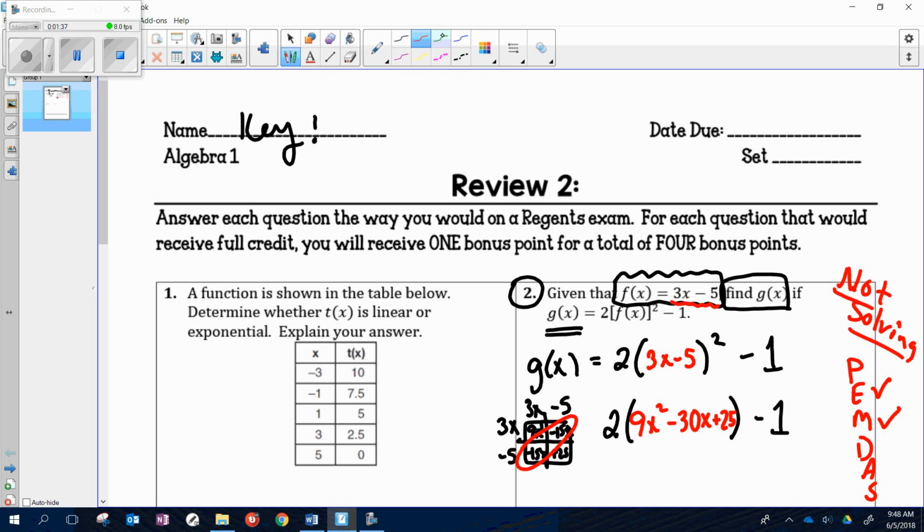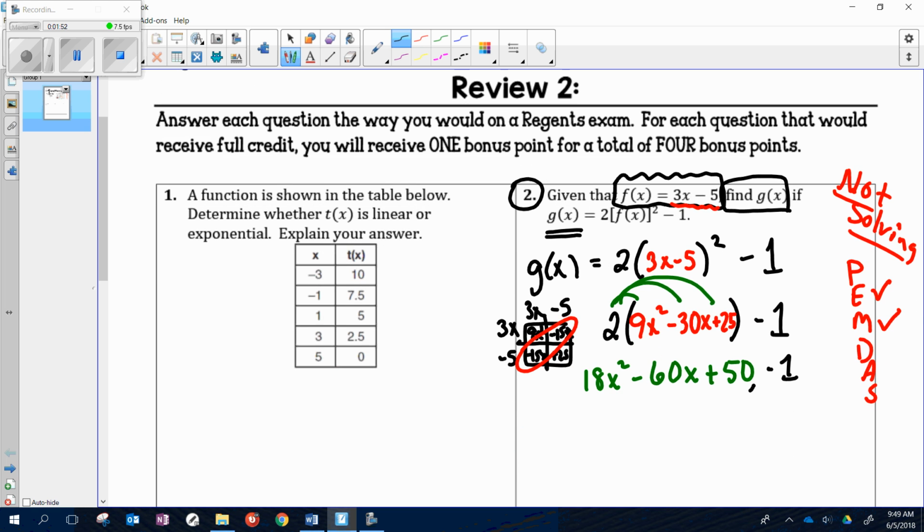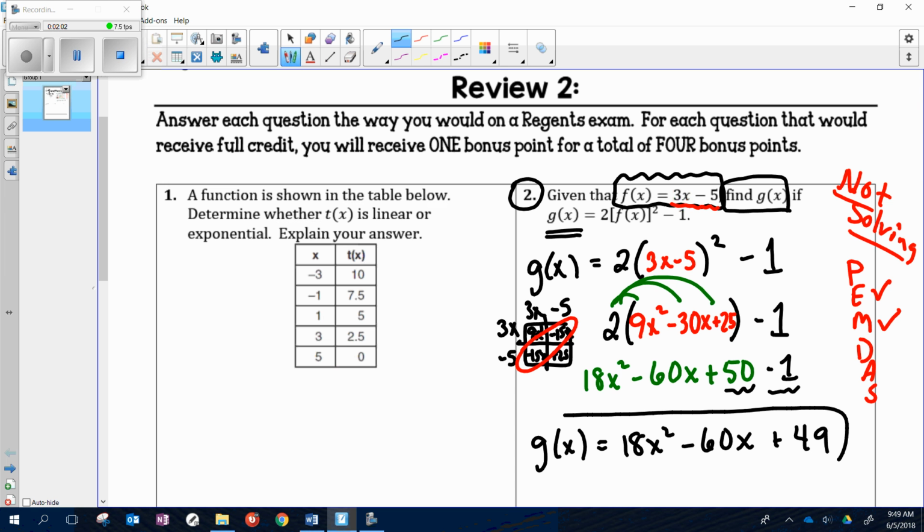Now you can multiply by 2, so distribute the 2. 18x squared minus 60x plus 50, and then you still have to take away 1. You take 1 away from the 50 since those are like terms. Final answer for g of x is 18x squared minus 60x plus 49.